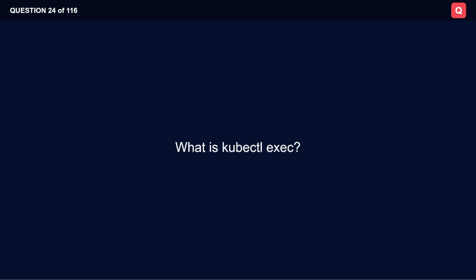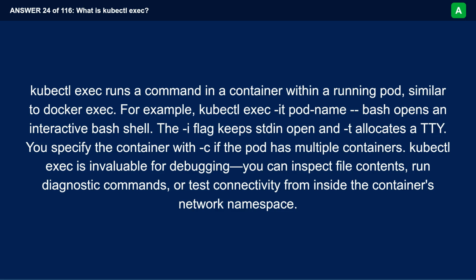What is kubectl exec? kubectl exec runs a command in a container within a running pod, similar to docker exec. For example, kubectl exec -it pod-name -- bash opens an interactive bash shell. The -i flag keeps stdin open and -t allocates a TTY. You specify the container with -c if the pod has multiple containers. kubectl exec is invaluable for debugging. You can inspect file contents, run diagnostic commands, or test connectivity from inside the container's network namespace.